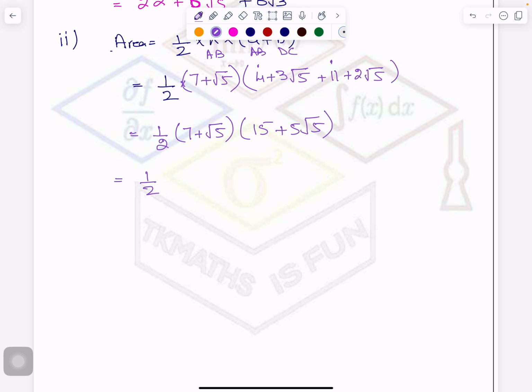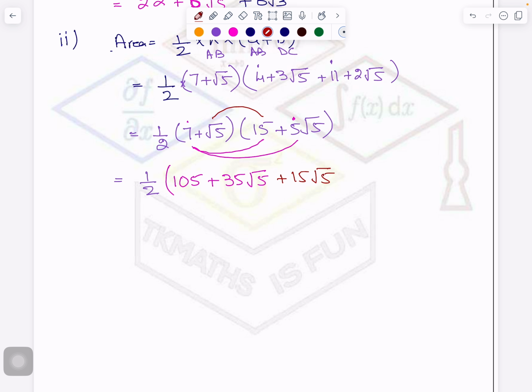We have seen how to multiply the surds bracket. So 7 will multiply by this and 7 will multiply by this. So 7 15s are 105, 7 5s are 35 root 5, because rational numbers multiply and root comes as it is. After that I will multiply this by this, so it will become 15 root 5. Then this by this, it will be 5 root 25, because 5 5s are 25.